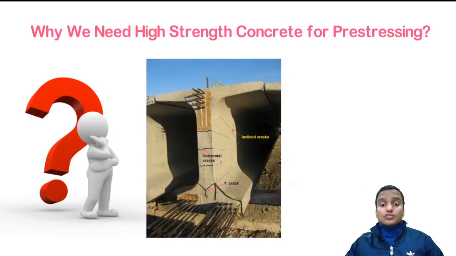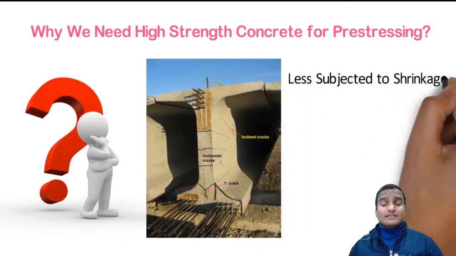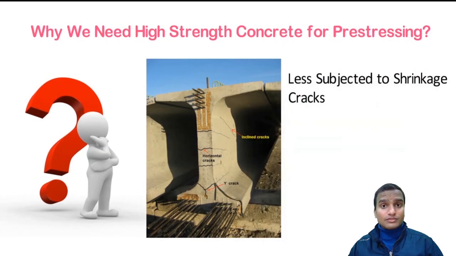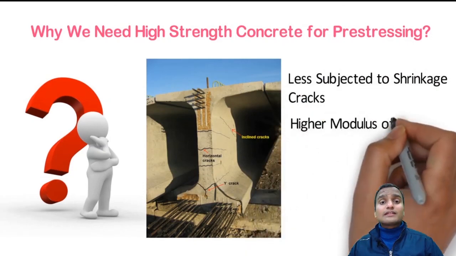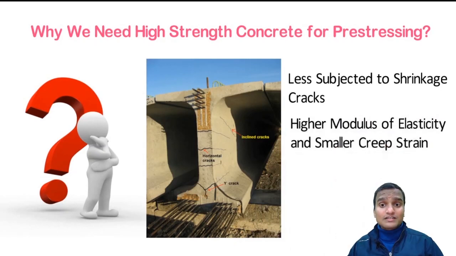Okay, so higher strength concrete has also some more beneficial features, because it is less subject to shrinkage cracks also. And these high strength concretes also have a higher modulus of elasticity and a smaller creep strain. So all these properties of high strength concrete make it a perfect material for use in pre-stressed concrete production.